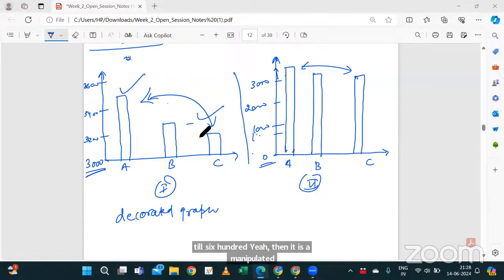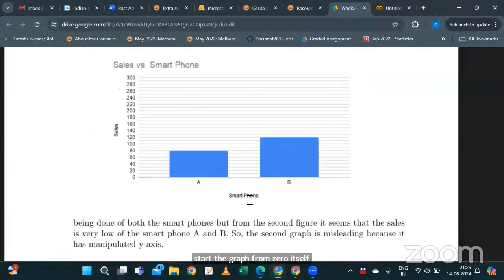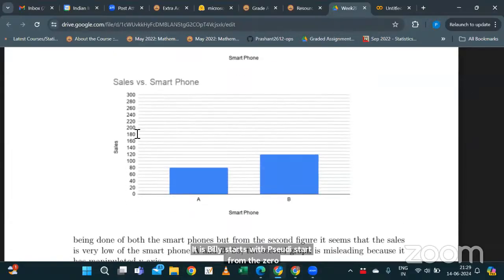No, you can extend or compress. In this case you can see, suppose there is no baseline. Then again it's a manipulated thing, right? Sir, all the graphs you have shown, can we conclude that it is necessary to start the graph from zero itself? It should start from zero, but in these two cases, both graphs you can see started from zero.